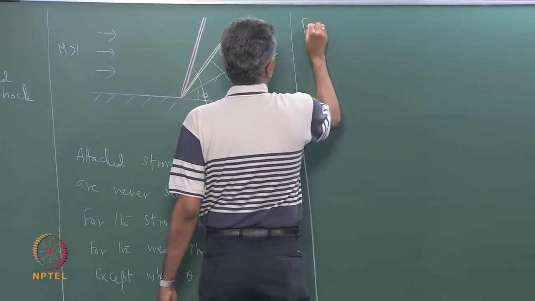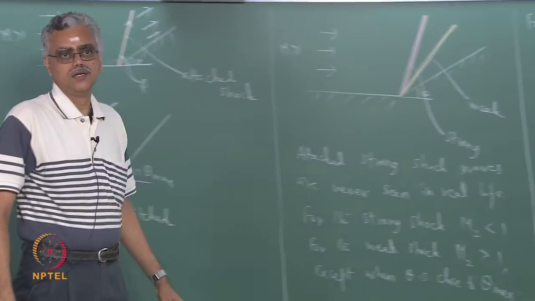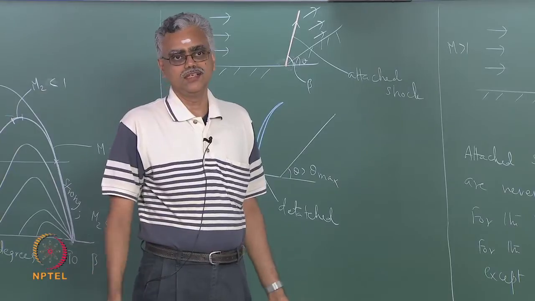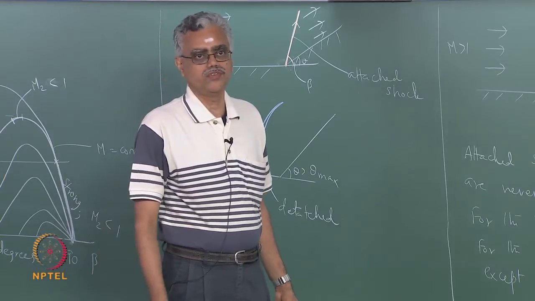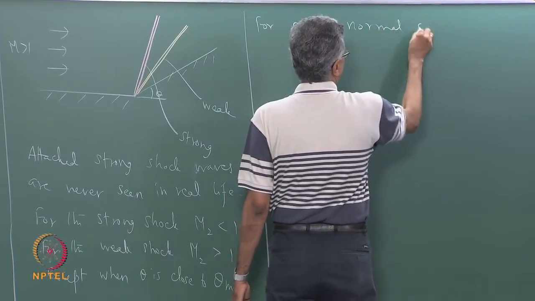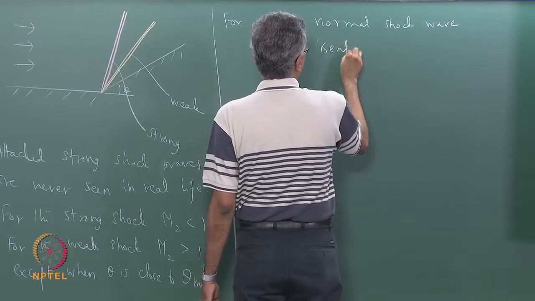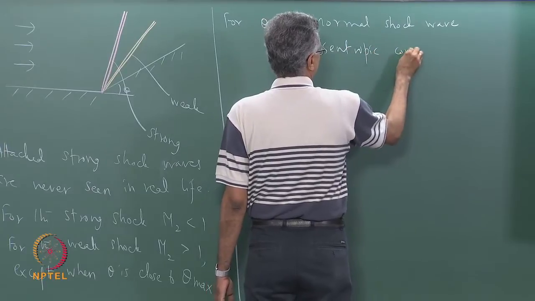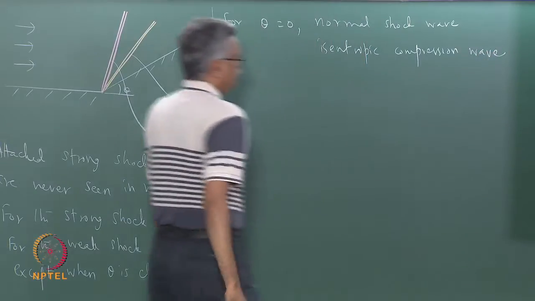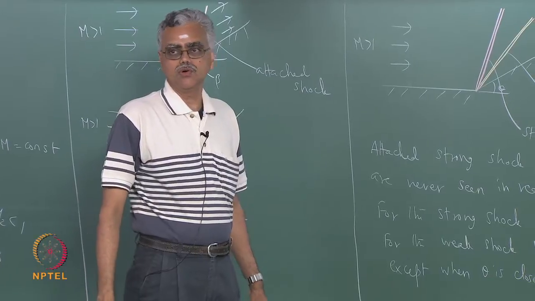So for theta equal to 0, which is no flow deflection, as I said, two solutions are possible. One, when it is an isentropic process, another one is what? Normal shock wave. That is why theta equal to 90. So two solutions are possible, normal shock wave or an isentropic compression wave. We will see in the next chapter that such an isentropic compression wave is called a Mach wave.